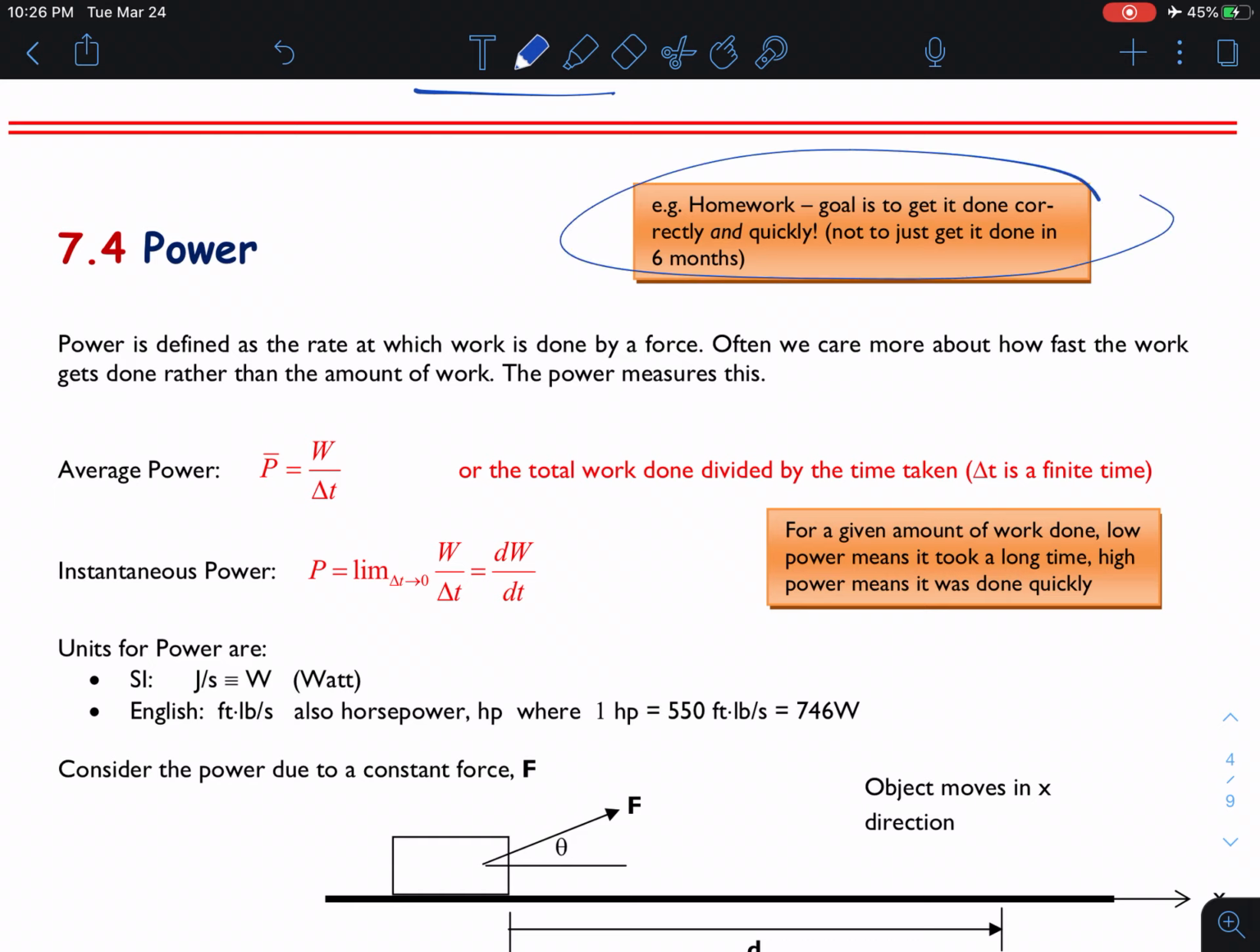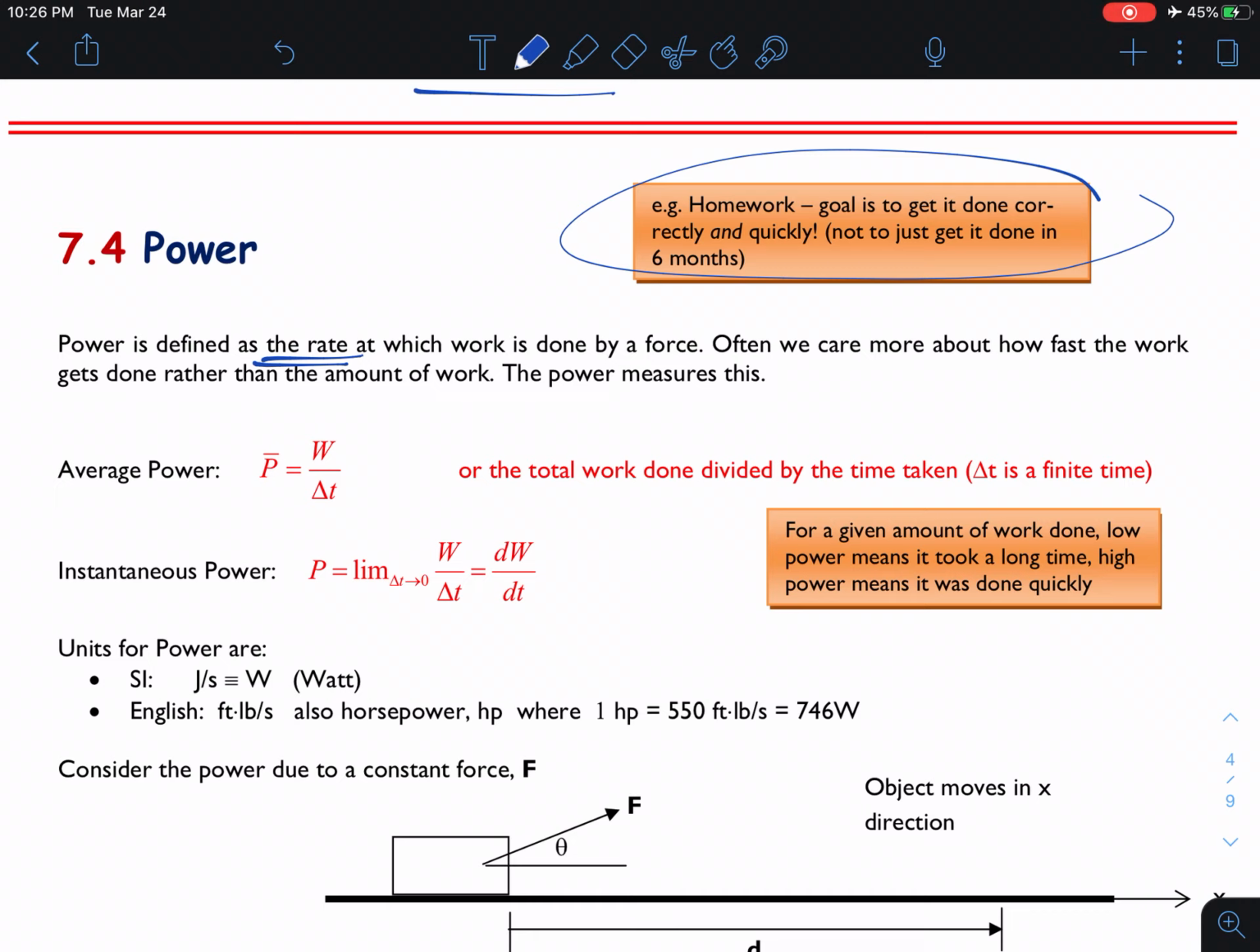So example is homework. The goal is to get it done correctly, right, and quickly. So you don't want to spend 6 months on one homework. That means you're not very powerful. So if you do it correctly and quickly, that kind of shows you're very powerful. You have really all the knowledge and such. So power is defined as the rate. This is really important. Rate at which work is done by a force. That's the reason it is defined as work divided by time, the time interval.